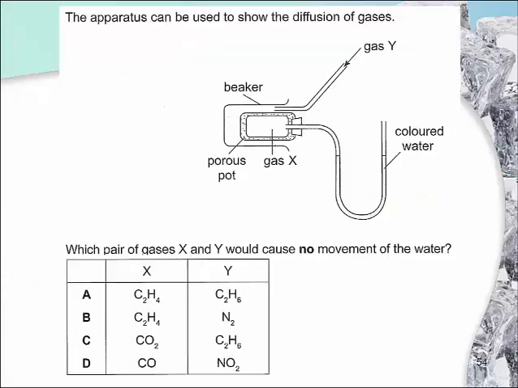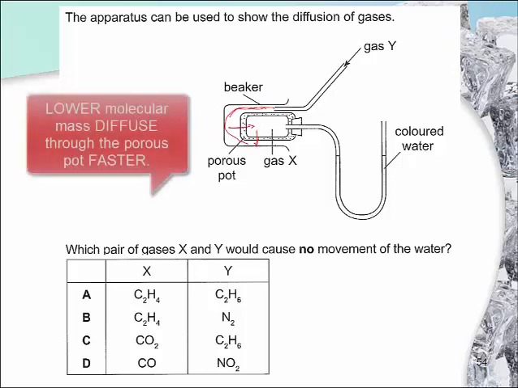Okay, the next question, this is a very common question. Now what are we testing you here? Look carefully here. When gas Y goes inside these places here, and there's gas X inside the porous pot, gases can diffuse through the porous pot, in or out of the porous pot, depending on the relative molecular mass. The lower the relative molecular mass, the faster it diffuses in or out.